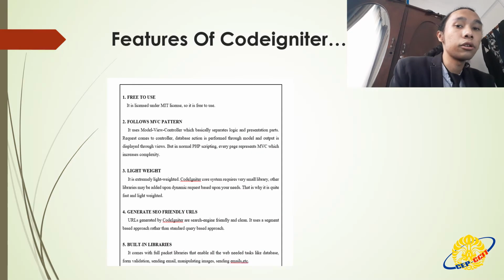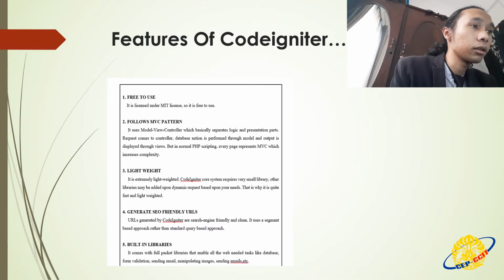Features of CodeIgniter. First is free to use. It is licensed under the MIT license, so it's free to use. Second is that it follows the MVC pattern. It is the model view controller, which basically separates logic and presentation parts. Requests come to the controller, database action is performed through the model, and output is displayed through views. It's normal PHP scripting, but every page represents MVC, which increases complexity.